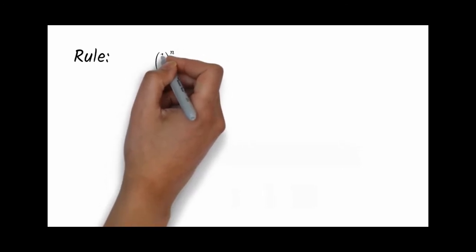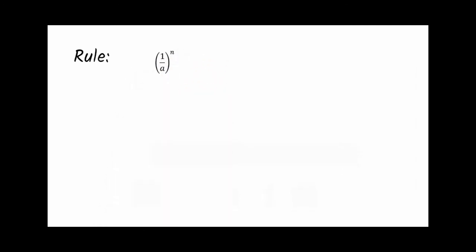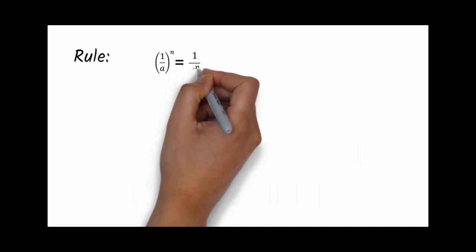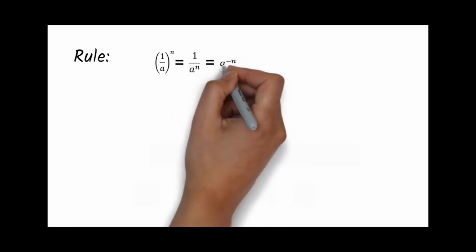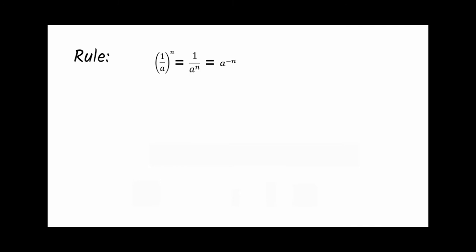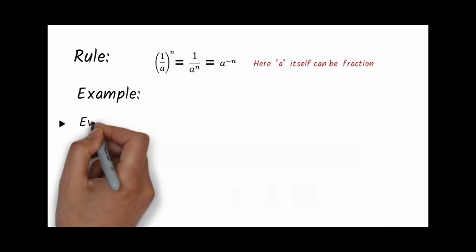Now let's look at our fifth rule. If we have a fraction 1 over a, the whole thing raised to the power of n, that is equivalent to 1 over a raised to the power of n. So here this step is quite similar to what we discussed in rule number 1. Okay. Now further simplification, this will give us a raised to the power of negative n. Now let's look at an example on how we can use this rule in our simplification process.